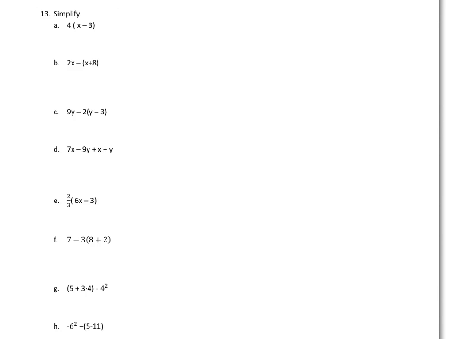So on A, we want to get rid of these parentheses, so we're going to distribute the 4 into the first term x and the 4 into the negative 3. So 4 times x, that's 4x, and 4 times our negative 3 is negative 12, and 4x minus 12, that is exactly what we're looking for.